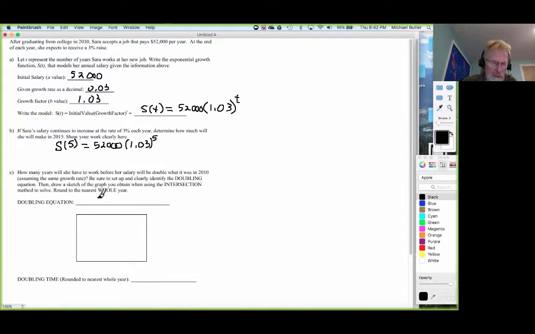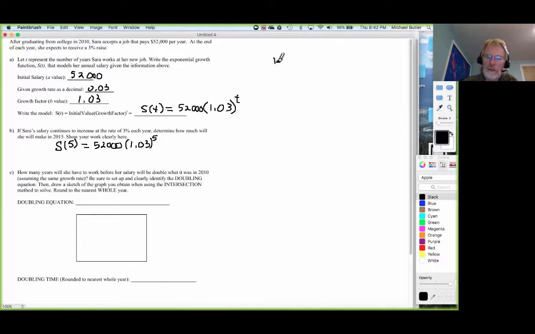So how many years will she have to work before her salary will double what it was in 2010, assuming the same growth rate? Be sure to set up a clearly identified doubling equation, then draw a sketch of the graph obtained using the intersection method to solve. Be sure to round to the nearest whole year. So, doubling equation. All right, so I'm going to come over here. I'm going to show you what I do when I do these, to help keep my head straight. So double her salary is going to be $104,000 per year, right? So when she gets to 104,000, she's doubled what she started with.